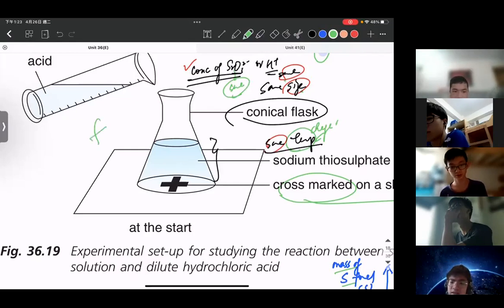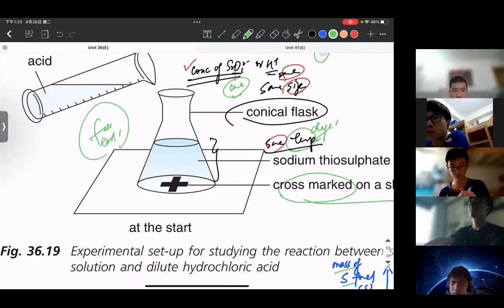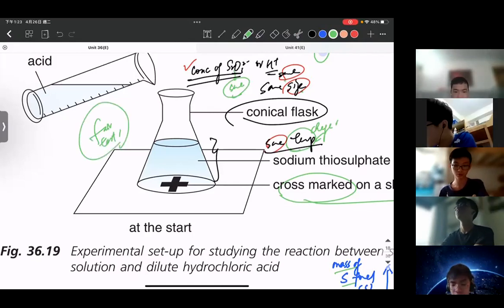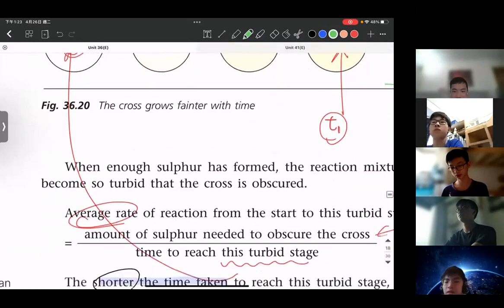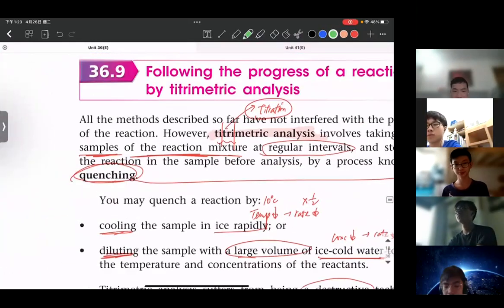All of you, please mark it down. Fair test. The concept of fair test should be noted. Any questions so far? Easy, right? Understood? So you go to the final method.